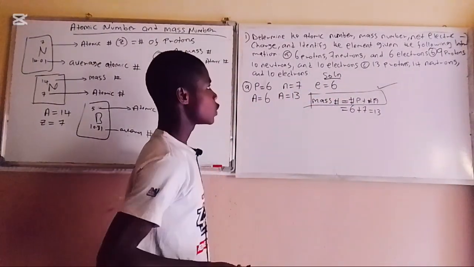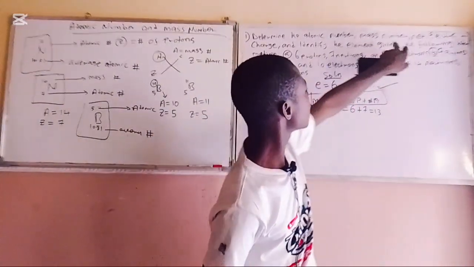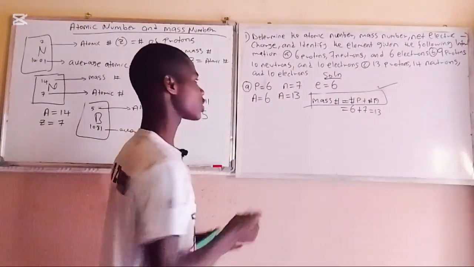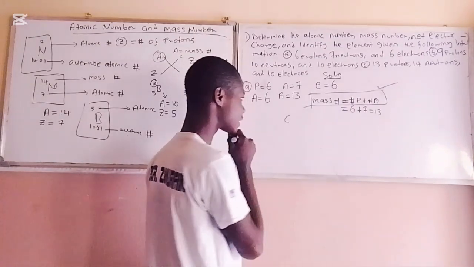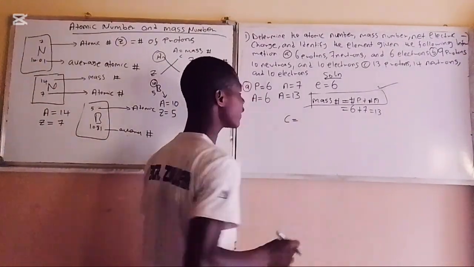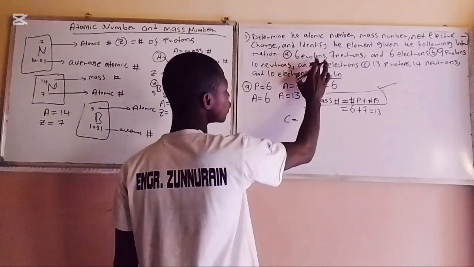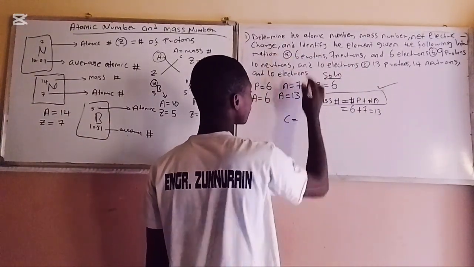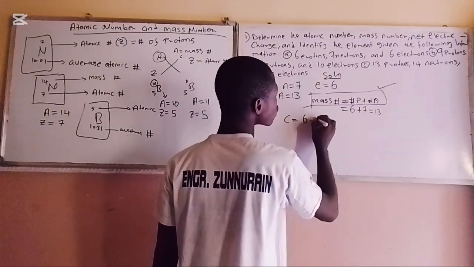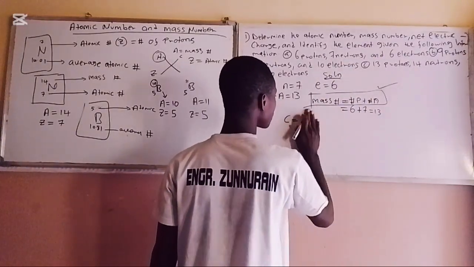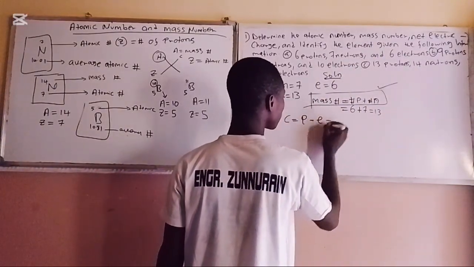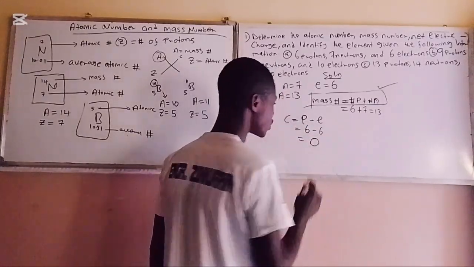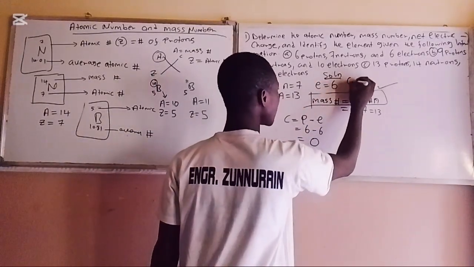Keep it in mind. So the next thing, it says net electric charge. What will be the electric charge? Whenever you are going to find charge, it is the difference between the number of protons and the number of electrons. So the number of protons, which is 6, minus the number of electrons, which is also 6. Proton minus electron is 6 minus 6. So at the end it is 0. Therefore the charge here is 0.